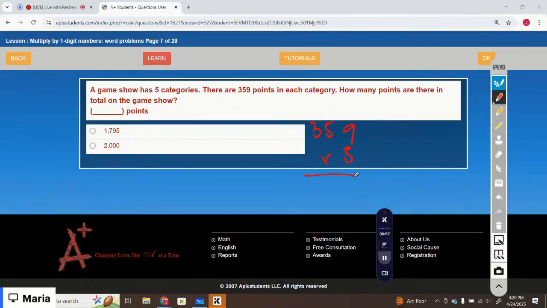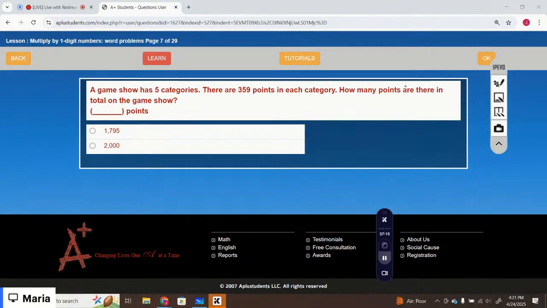5 times 9 is 45, right? Write 5 and carry 4. 5 times 5 plus 4 is 29. 5 times 3 is 15 and 2 is 17. That is 1795. Option number 1 is the correct option.